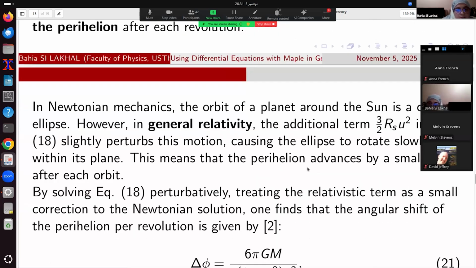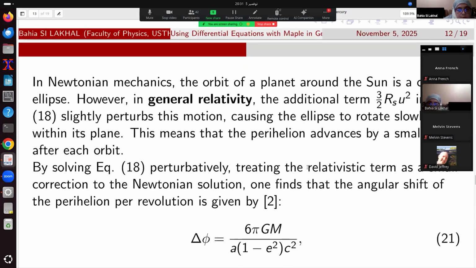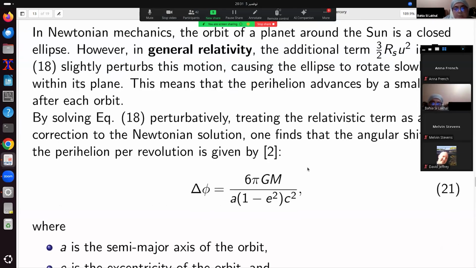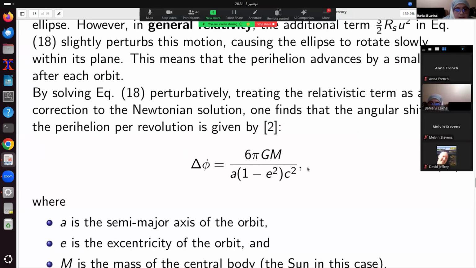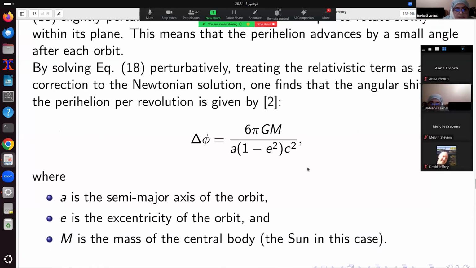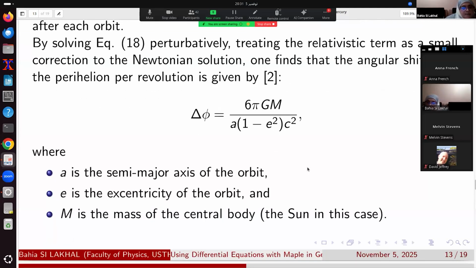We can solve equation 18 perturbatively by treating the relativistic term as a small correction to the Newtonian solution. I skip the details of the calculation here, and I just give the angular shift of the perihelion per revolution given by 21, where a is the semi-major axis of the orbit, e is the eccentricity, and M is the mass of the central body, here the Sun.